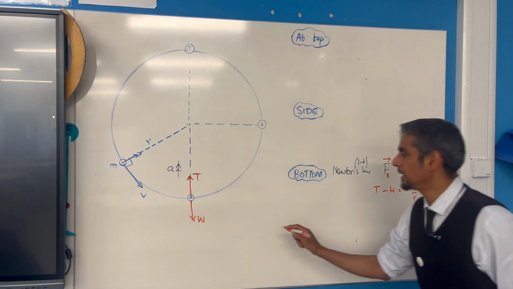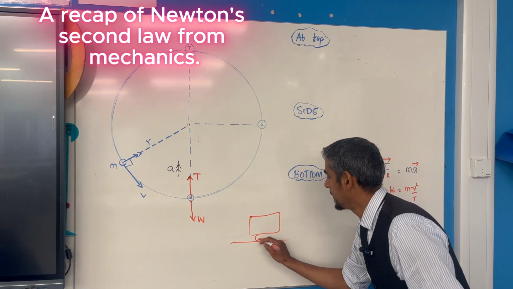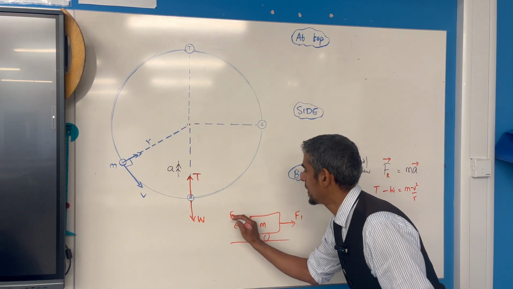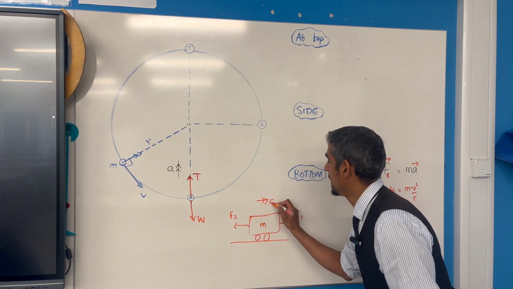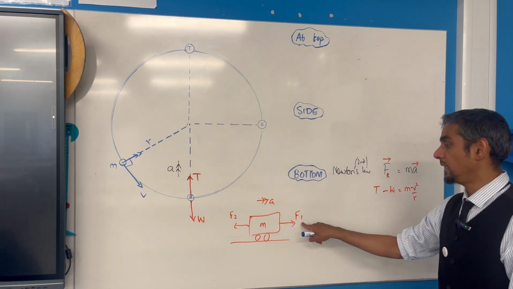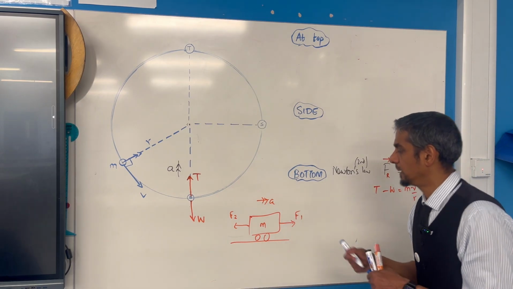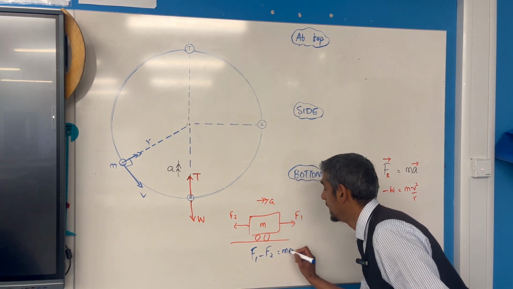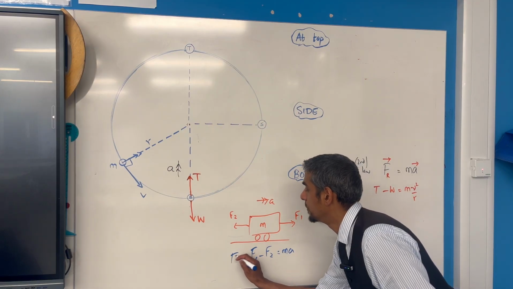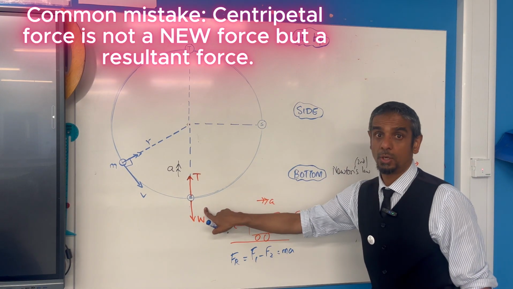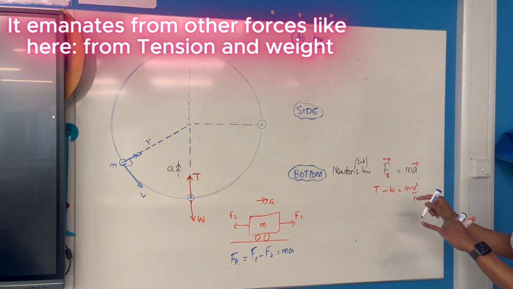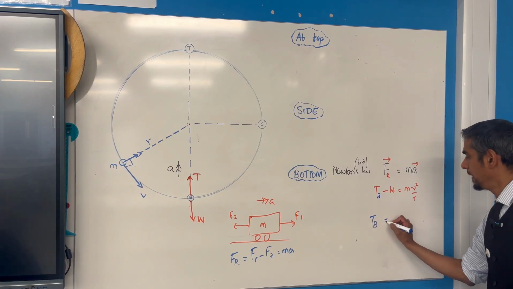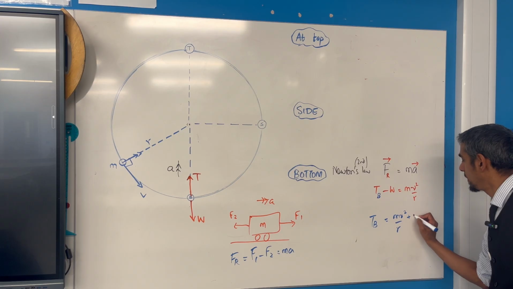Now this, you've already done before in mechanics, right? So if you think about it, here's an object of mass m, here's a force F1, here's a force F2, and the object is accelerating that way. When you apply Newton's second law, you say that this F1 is positive because it's going in the direction of the acceleration. So F1 take away F2 is equal to ma. Now F1 and F2 is actually your resultant force. We're doing the same thing here. All right? So I'm going to label this at the bottom. And you can see that T, tension at the bottom, is equal to mv squared over r plus W.